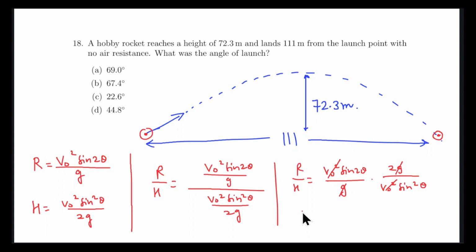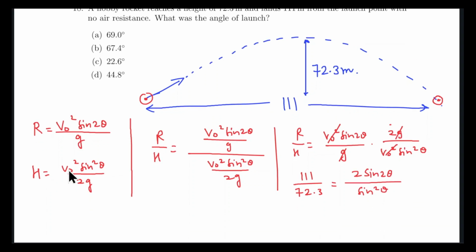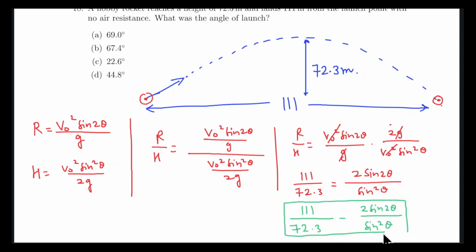Let's sub in the numbers here. 111 is the range and 72.3 is the height. And this is 2 because this 2 is left here: 2 sine 2 theta over sine square theta. You can use the graphing calculator now, or Desmos, of course. How I will do it using Desmos is I will type in 111 over 72.3 minus 2 sine 2 theta over sine square theta, set it to degree mode, and find its x-intercept.